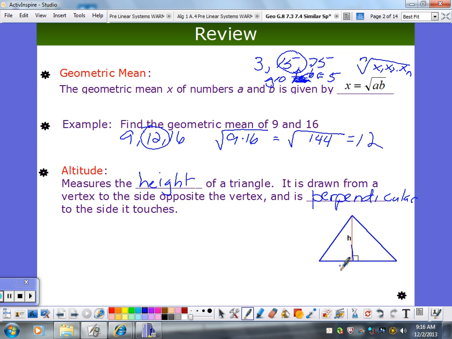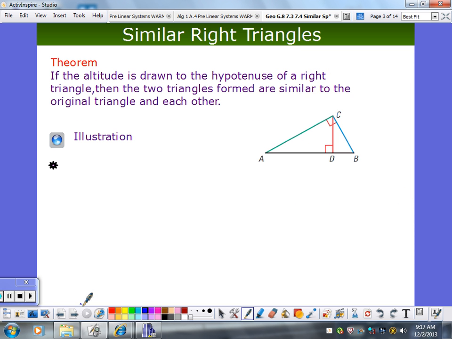Is it necessarily a bisector? Not necessarily. It could be, but not necessarily. From a vertex, you just drop a line, like you drop a penny from an airplane. It's always going to be perpendicular to the flat surface that it's on. So those are things we need to know.